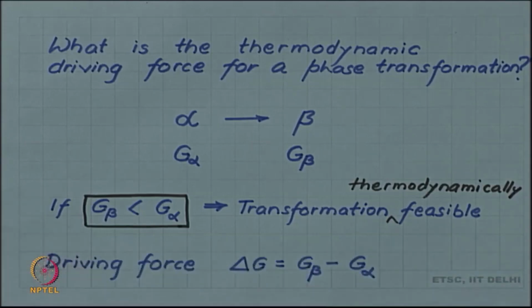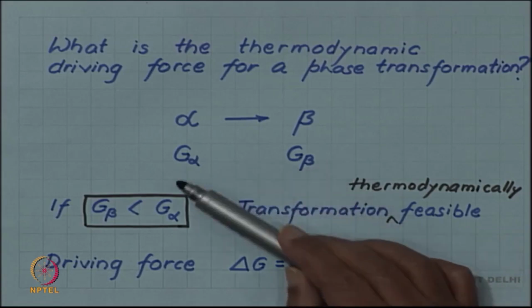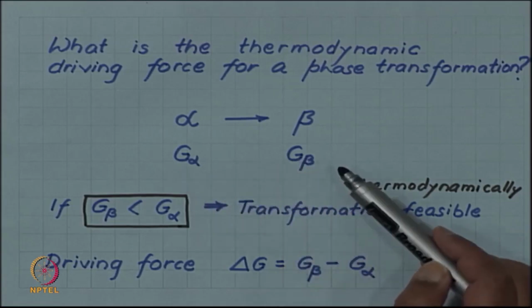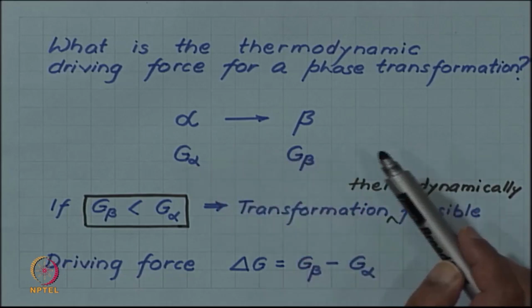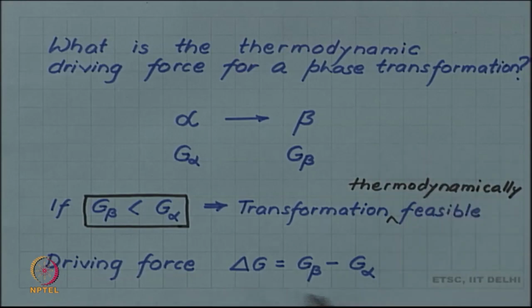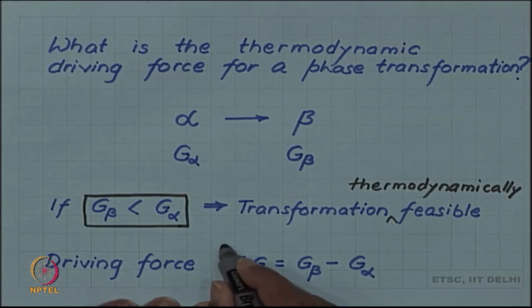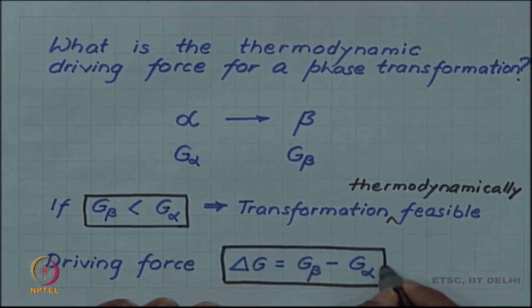So, since beta has to have lower free energy than alpha for transformation to happen, the lower G beta is in comparison to G alpha, the higher is the driving force. This is what we mean by the driving force. So, the driving force is the difference between the free energy of the two phases.